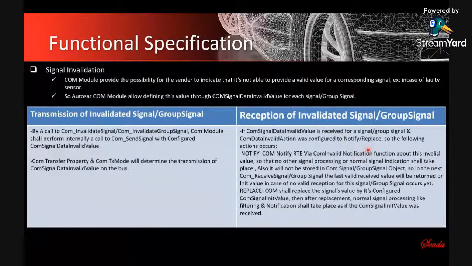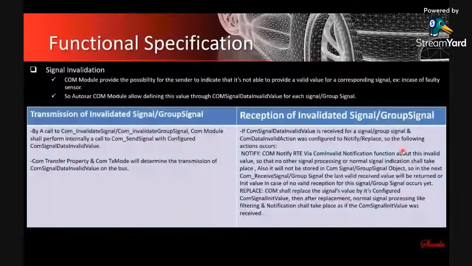And at the reception, this is the most important thing. What's going to happen here? What is the reaction of our ECU? If it received this data for a signal or a group signal, and it was configured to one of these two things, we have an action to be taken. Either you tell the COM, please notify the application via the RTE, or please replace it. But what value could it use to replace it? It could replace it with the COM signal init value, which is specified in the configuration at the pre-configuration time.